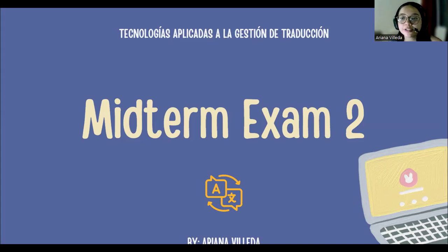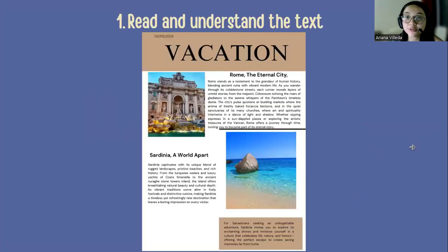The text I worked with is a descriptive passage about two destinations, Rome and Sardinia. It presents cultural, historical, and sensory descriptions, which made the translation more complex because I had to preserve not only the meaning, but also the tone and style of the original text, to make it sound natural.